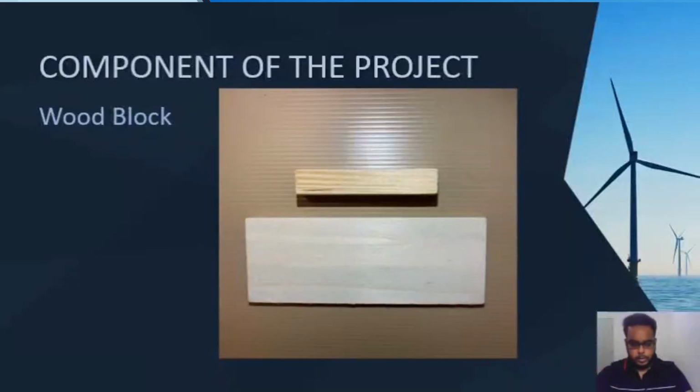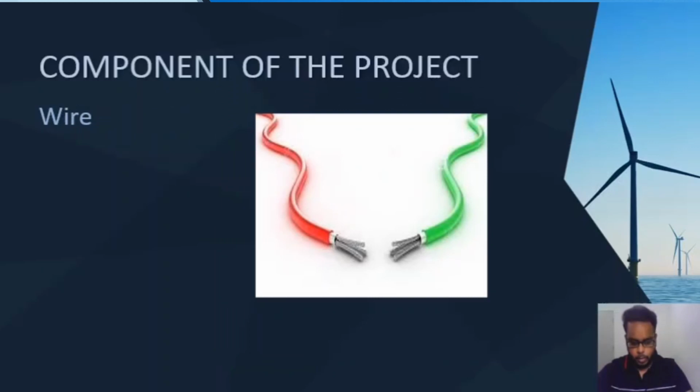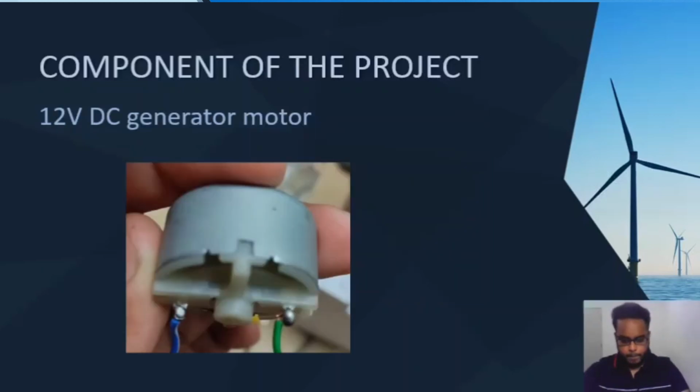My name is Pavitran and I will explain the components that we used for our mini project. Firstly, we used wooden blocks as a frame for the housing of our project. Then we used wires for the connection of the DC motor and the output loads. The next is the main component in our project, which is the 12-volt DC generator motor.